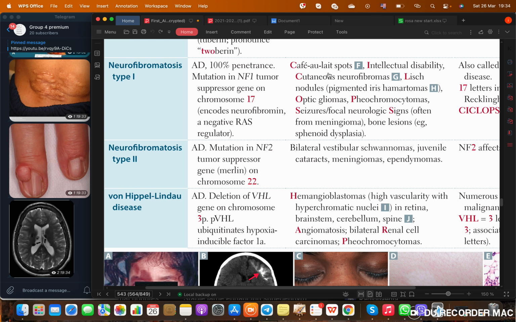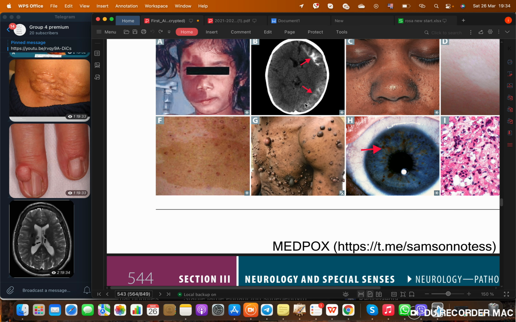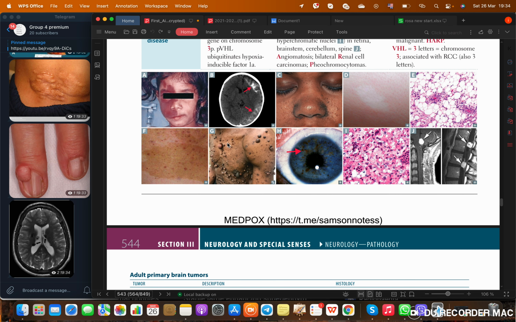Since it's an inactivating mutation, the neurofibromin will not be there. The neurofibromin is a negative RAS regulator, so the negative RAS regulator will be gone. That means the RAS will be hyperactive, leading to more proliferation of the cells. So cafe au lait spots will be seen, which look like somebody dropped a coffee on your body.